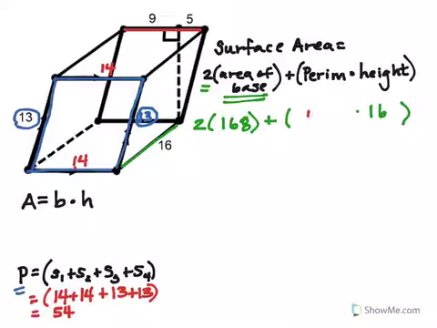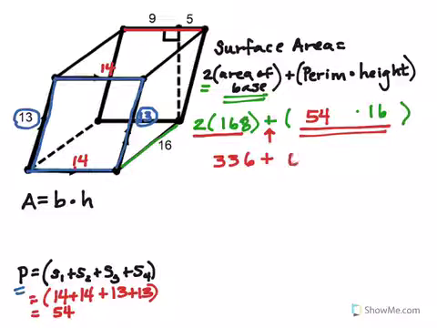So we can plug in 54 for our perimeter, and then use our proper order of operations. Inside parentheses, we would multiply here, and we can also do our multiplication before we do the adding. That's the last thing we're going to do. So 2 times 168 is going to be 336, plus the 54 times 16 is going to be 648, for a final answer of our surface area of this parallelogram prism is going to be 984.